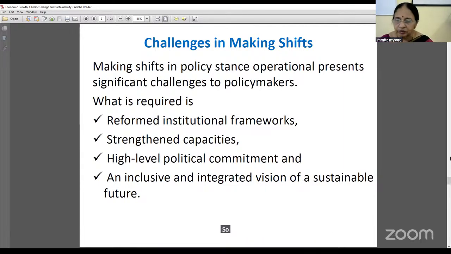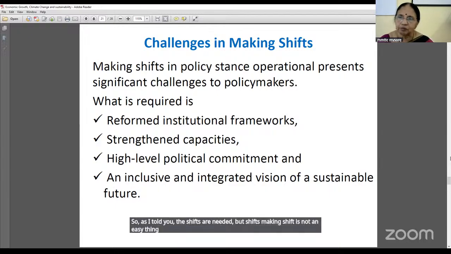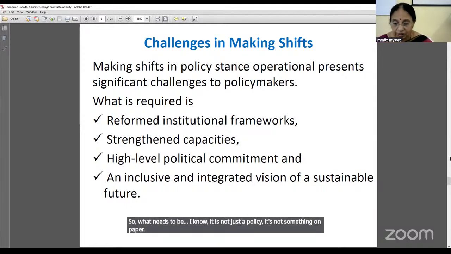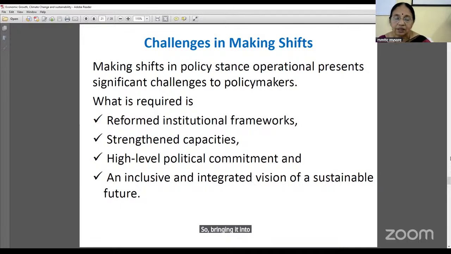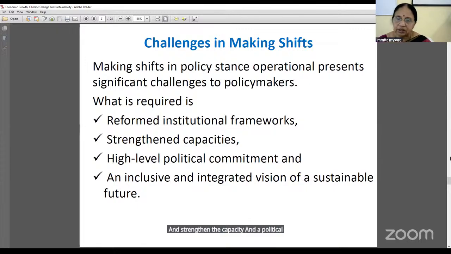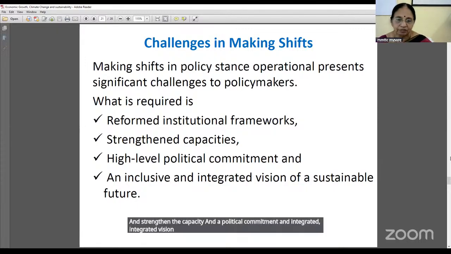So as I told you, the shifts are needed, but making a shift is not an easy thing. Making shifts in policy stance operational presents significant challenges to policymakers. It is not just policy on paper, so bringing it into reality is a challenge. What is required is reformed institutional frameworks, strengthened capacity, political commitment, and an integrated vision of the sustainable future.